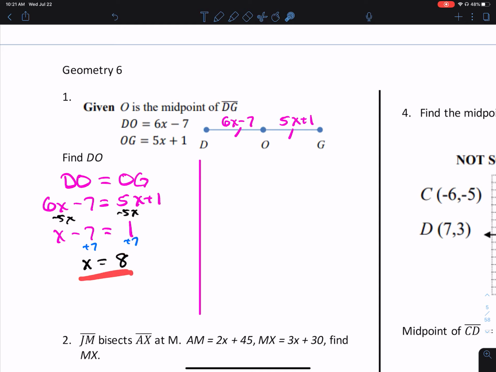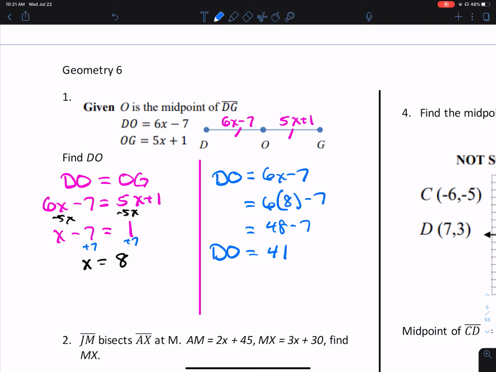Once you know what x is, then try to answer the question, which we have not addressed. Find the length of DO. Well, according to our picture, DO is equal to 6x minus 7. According to our work, we know what x is. It's 8. Using the substitution property of equality, I'm going to replace x with 8. 6 times 8 is 48. Subtract 7 from that, and you get 41. The length of DO, if you will, is 41.